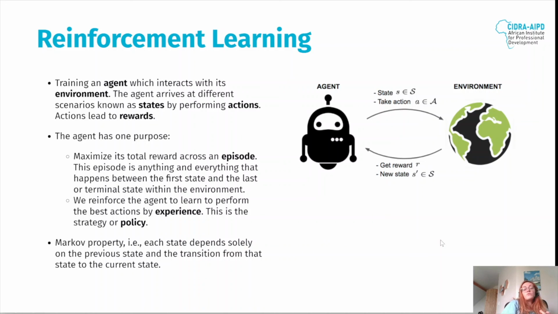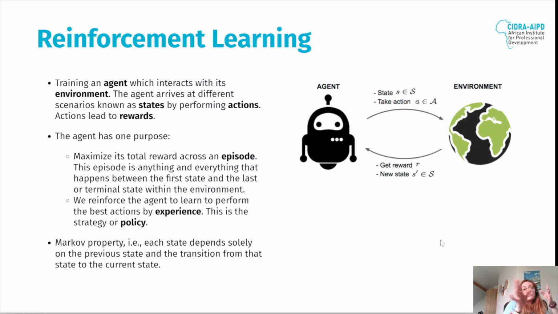In reinforcement learning, we reinforce the agent to learn the best action by experience, and this is what we call strategy or policy. If we go back to the rat in a maze example, if the rat always goes to the small piece of cheese, it's going to get a reward, but it won't know that there are bigger pieces of cheese in the maze. So you need to do what we call exploration and exploitation. You need to exploit what you already know, but you also need to be free to explore, because maybe you're going to find something better, something that will increase your reward.